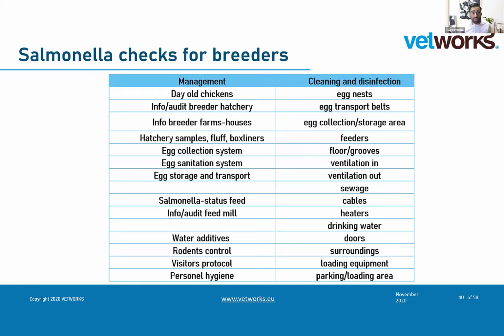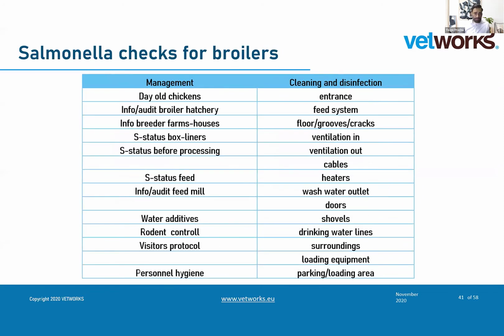So as I was mentioning, you have here a list of the places that you should check when you are doing an audit for the presence of Salmonella. It's important to mention some things that have access to both the interior and the exterior of the house, like the egg collection system, for instance, and the ventilation system. So really, understand where the key places to sample are.